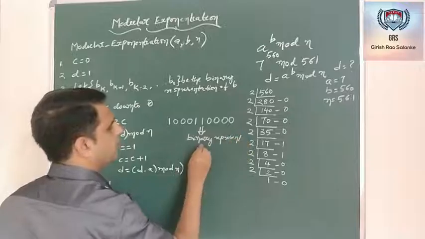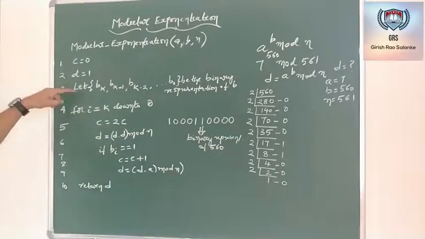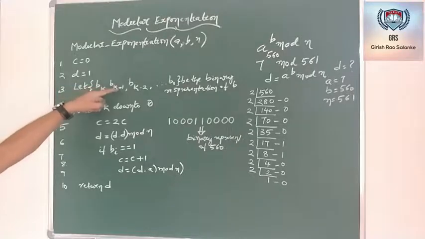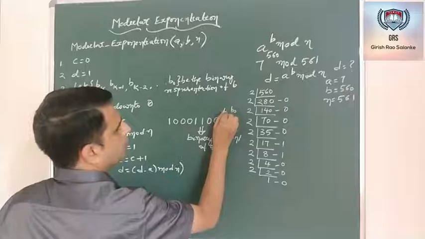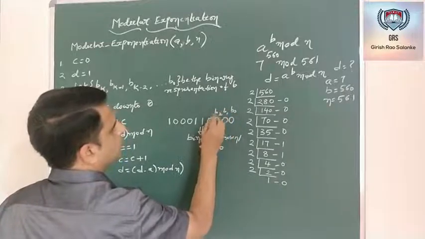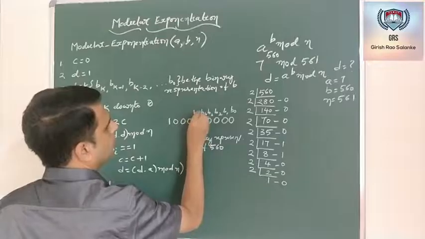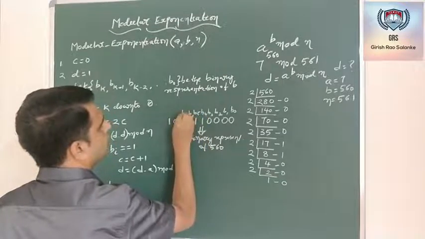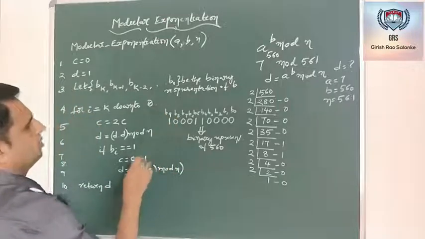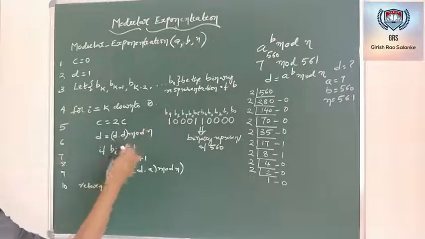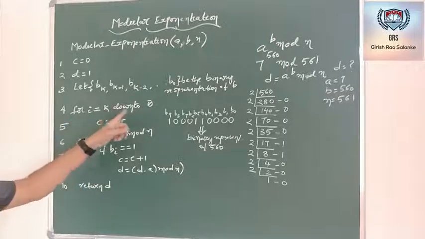Binary representation of 560. So I have got this value, let b k minus 1. Now what is this? This is b0, b1, b2, b3, b4, b5, b6, b7, b8 and b9. So k is having a value of 9. So I am taking a for loop running from k down to 0.